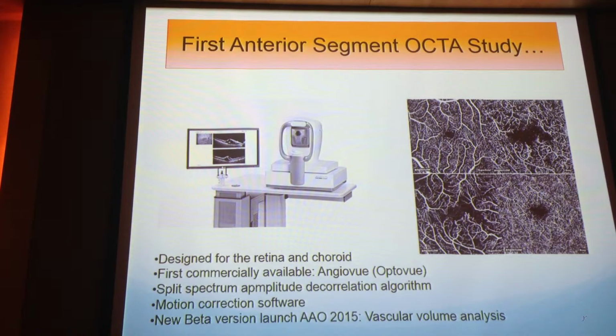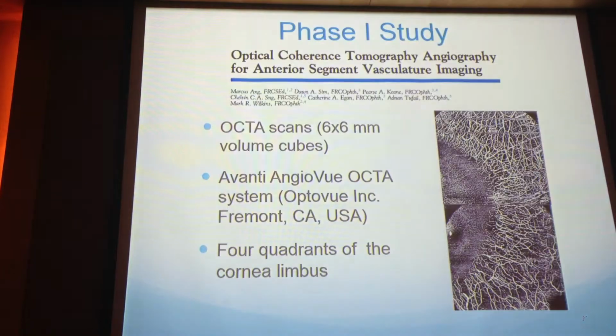So I was fortunate enough to have access to the pre-commercial prototype of the AngioView back in 2014. This was while I was at Northwick Park in London, and there was a lot of hype at the time when it first arrived, and everyone was using it for the retina. But we played around with the machine and managed to get pretty decent images of the anterior segment.